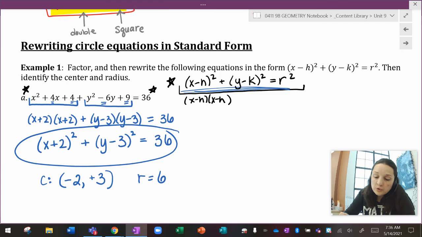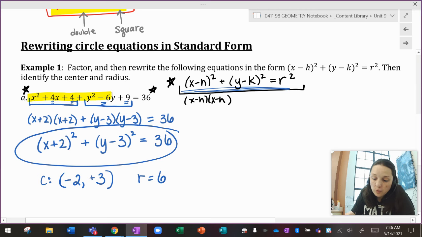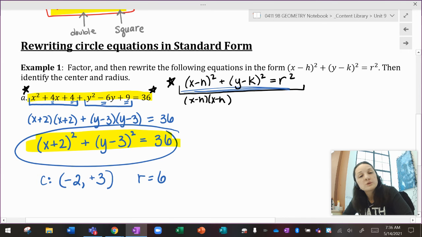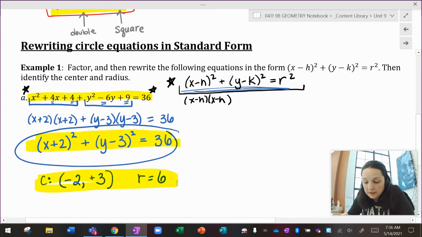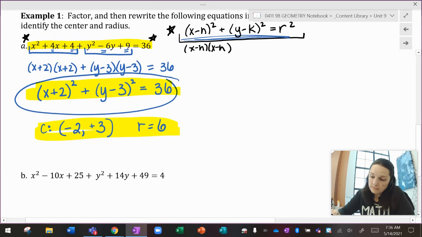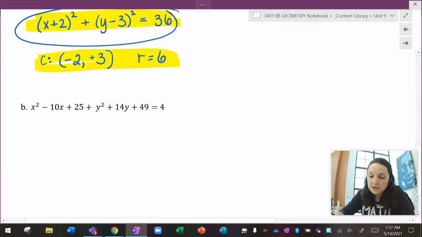Okay? So what that means is that this equation is exactly the same as this equation, just in a worse format. So we reformatted it so that it looked more like what we were used to. And then once we did that, we were able to identify a center and a radius. Okay, let's do it one more time.